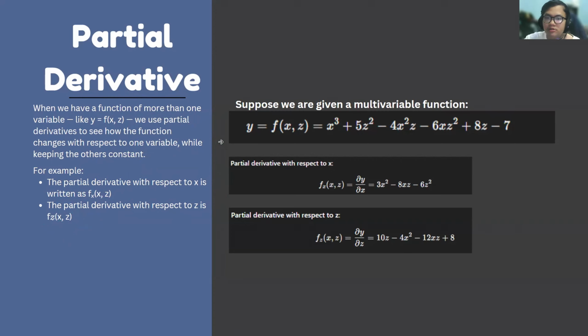For example, suppose we are given a multivariable function like y equals f(x, z) equals x to the power of 3 plus 5z to the power of 2 minus 4x to the power of 2 z minus 6xz to the power of 2 plus 8z minus 7. So how do we answer this? Just like I told you before, the partial derivative with respect to x: fx(x, z) equals partial y per partial x.